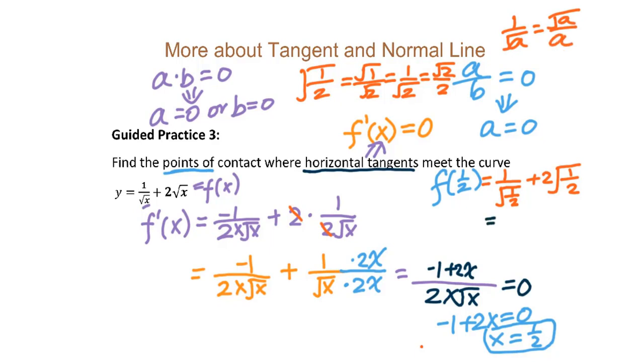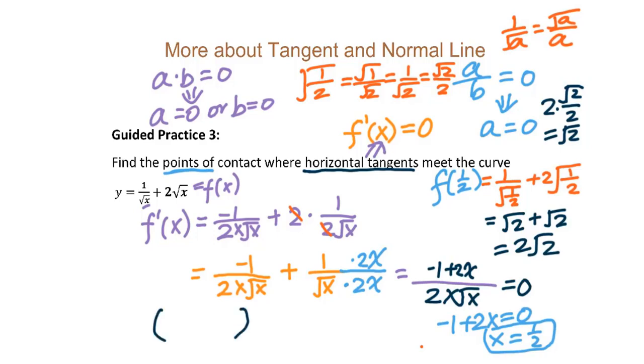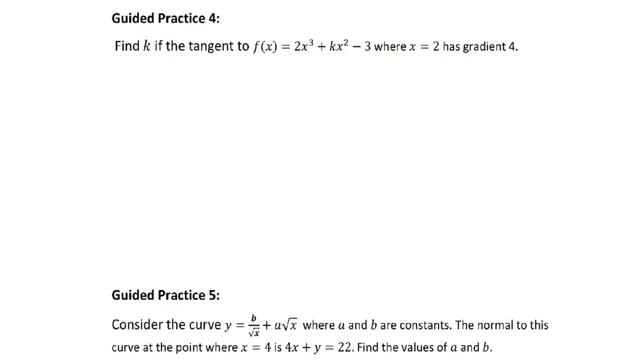Therefore, for the complex fraction over here, you will get the square root of 2 plus 2 times square root of 2 over 2, which gives square root of 2. So you get 2 square root of 2, which means the point will be 1/2 and 2 square root of 2. This is the point we are looking for. Let's go to guided practice 4.